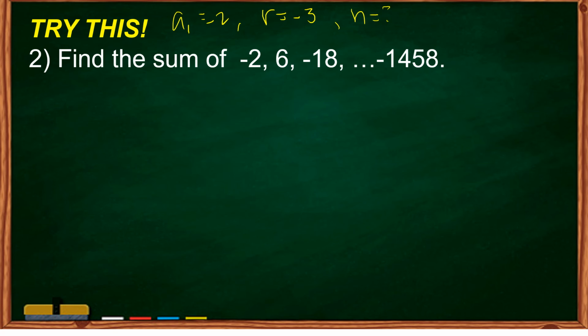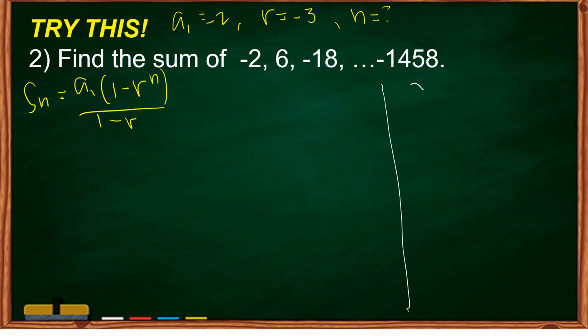This number of terms is important because in the formula, S of n equals a sub 1 times 1 minus r raised to n all over 1 minus r. So we need to find n first. So to find n, we are going to use this formula. A sub n equals a sub 1 times r raised to n minus 1.